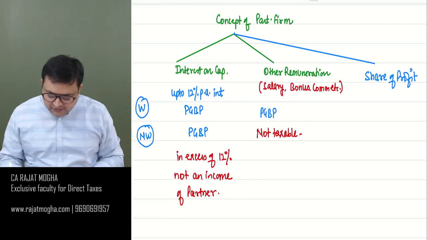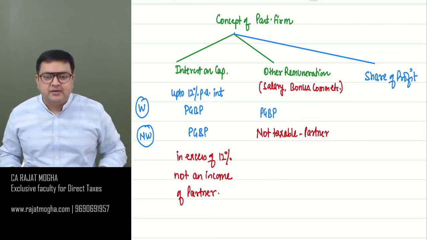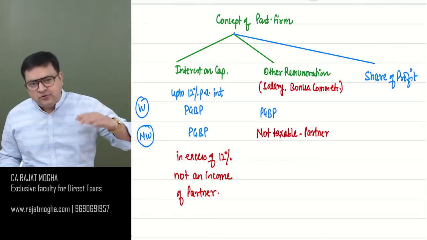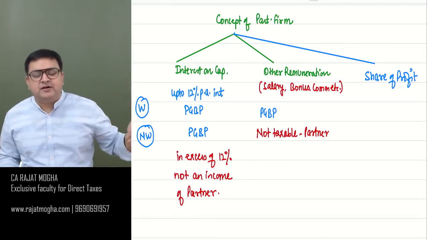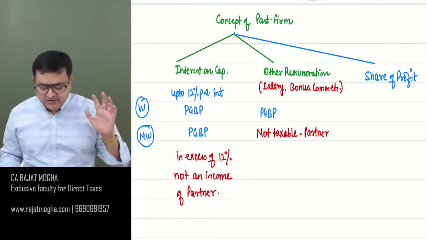Not taxable for the partner under any head. Why? Because on this amount, it is not allowed for the firm. So it is added in the profit of the partnership firm. Partnership firm pays tax. Partner does not pay tax on it.